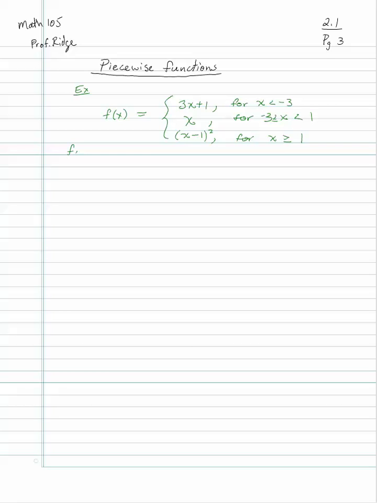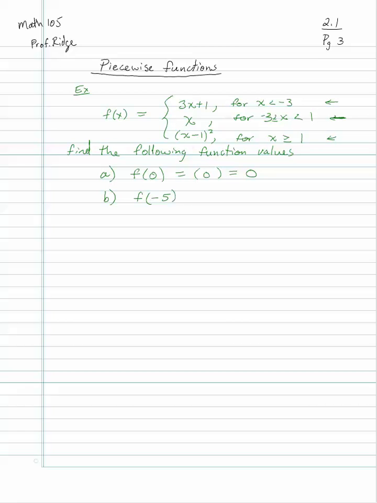So if I asked you to find the following function values, so that's f of 0. Then the idea is you've got to figure out where x equals 0 falls. Is it going to be in this interval, or the bottom interval? And x equals 0 falls in this middle one. So that's going to be just 0. That's 0.